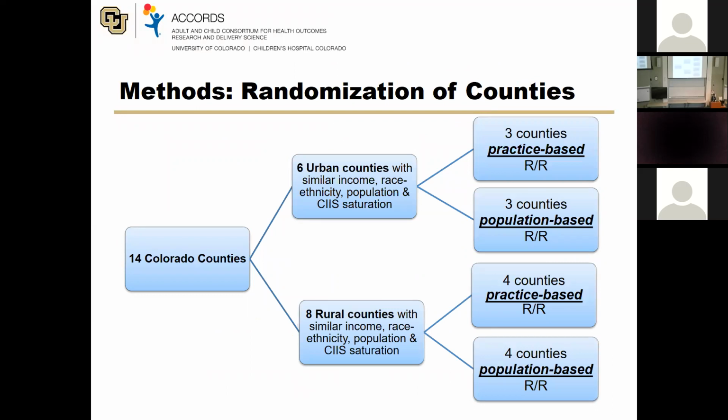Okay, so here's basically the randomization scheme. We had 14 counties available. So again, if you're doing a cluster randomized trial, you want to have a lot of clusters. And, you know, we didn't have infinite numbers of counties that were available.